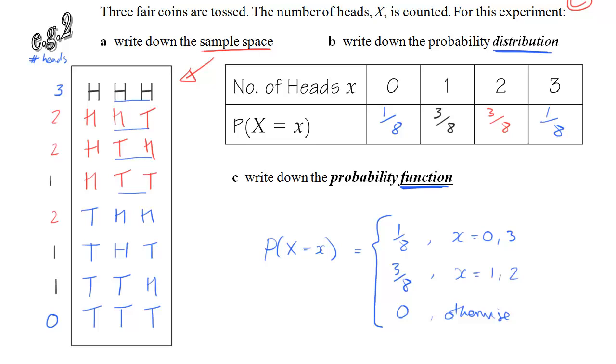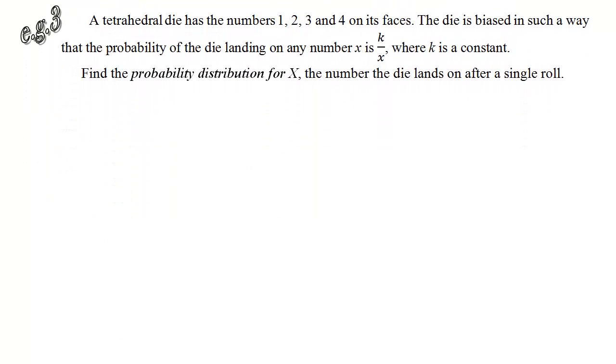Now you'll see later on some examples which involve formulae, but that's a probability function. So another example, we've got a tetrahedral die, so 4 sides, numbered 1, 2, 3 and 4, but it's not a fair die, it's biased. So the probabilities aren't all a quarter, they're given by this formula k over x. And we don't know what k is, it's just some constant.